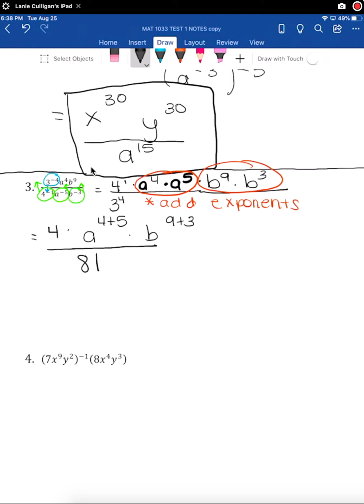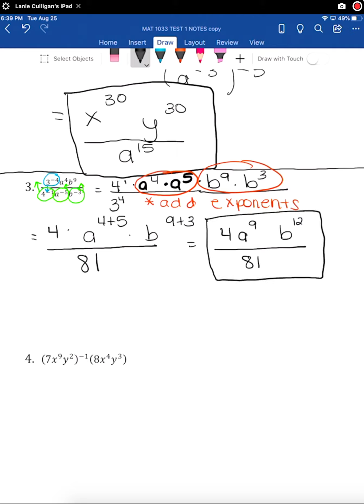All right, so going further, simplifying, looking at my 4 and my 81, there's nothing that 4 and 81 have in common, so I can't simplify that. So 4 is going to stay up top, 81 is going to stay on the bottom. A to the power of 4 plus 5 gives us a to the 9th. B to the power of 9 plus 3 is b to the 12th power. Looking at this, I can't simplify my coefficients. My a's are together, my b's are together, everything's positive. So we are good to go. That is our final answer: 4a to the 9th, b to the 12th, all over 81.